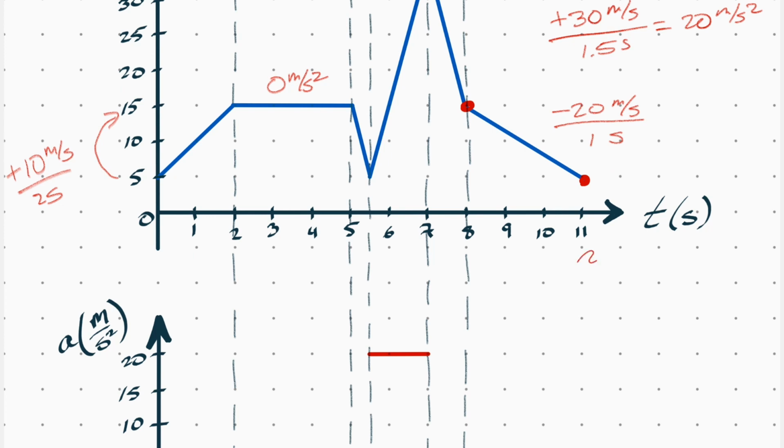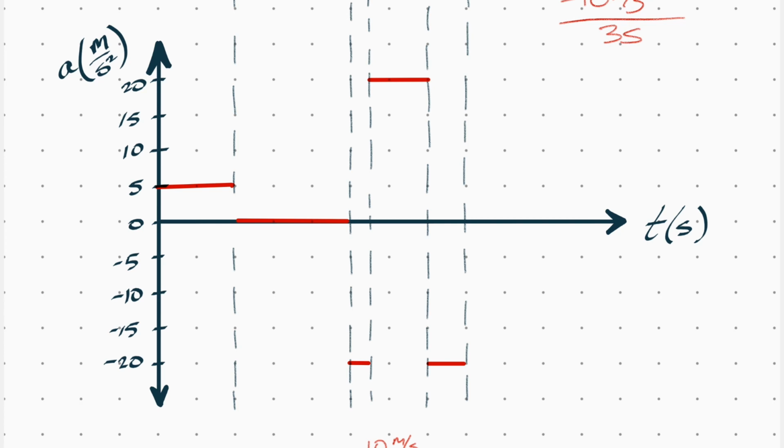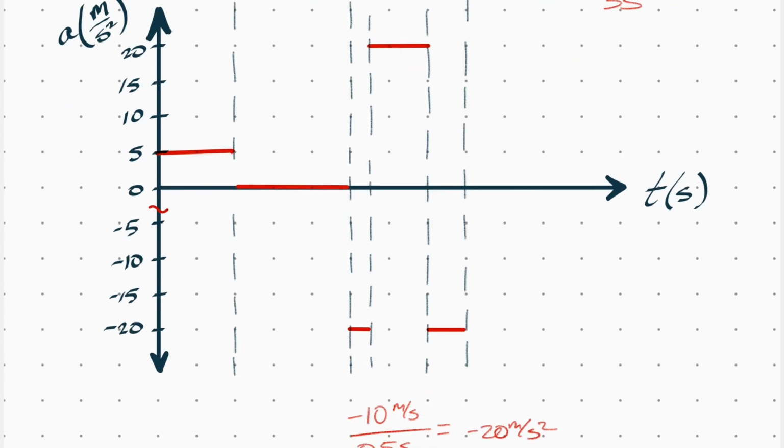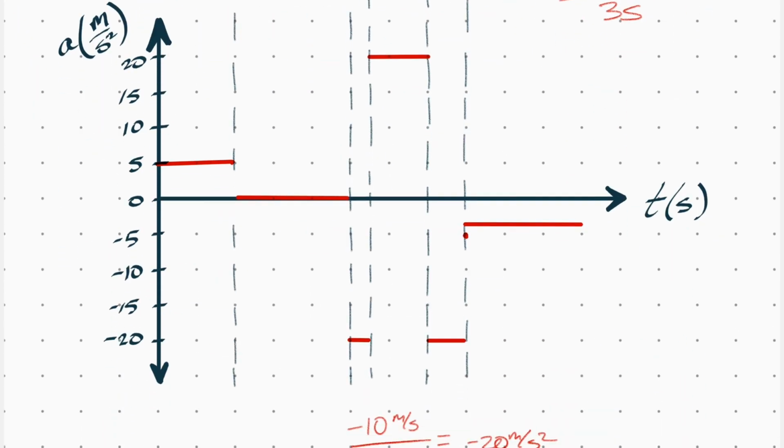So that's a decrease. We have negative 10 meters per second in 3 seconds. It's going to be 3.33 meters per second squared, but it's going to be negative. So here's negative 5 right here, so 3.33 is about there. And there you go: negative 3.33 meters per second squared.